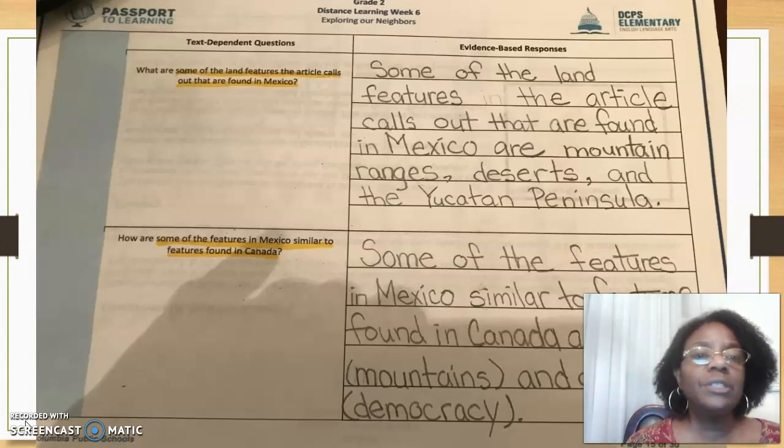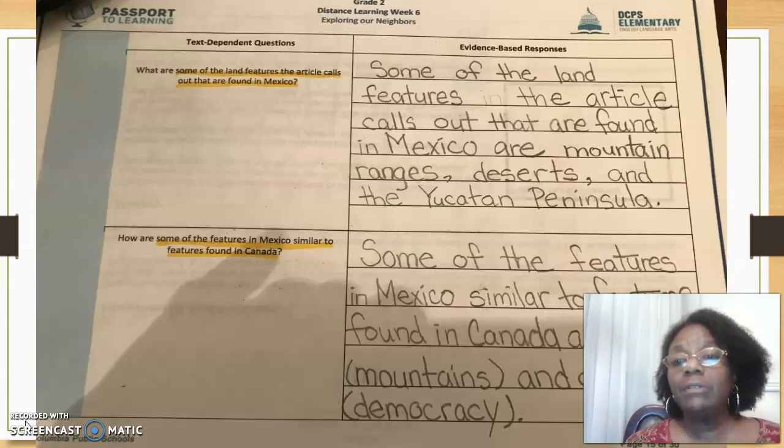So the second question says, how are some of the features in Mexico similar to features found in Canada? So for my answer, I said some of the features in Mexico similar to features found in Canada are land features, like mountains, and government was another feature, democracy. So both have mountains, both have democracies, but they're also similar in other ways. Those were just two of the ways that I saw, but you may have seen others.